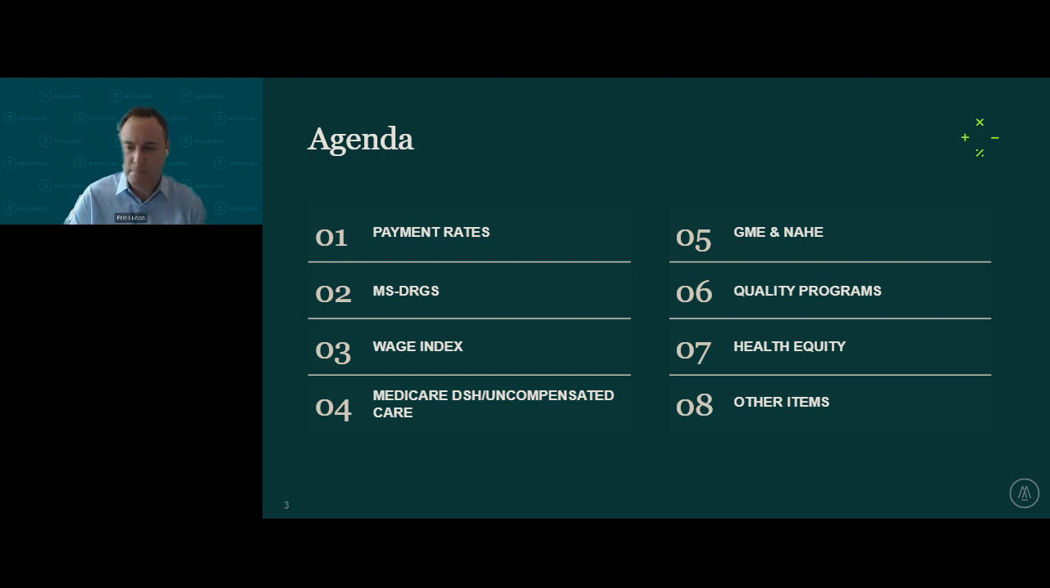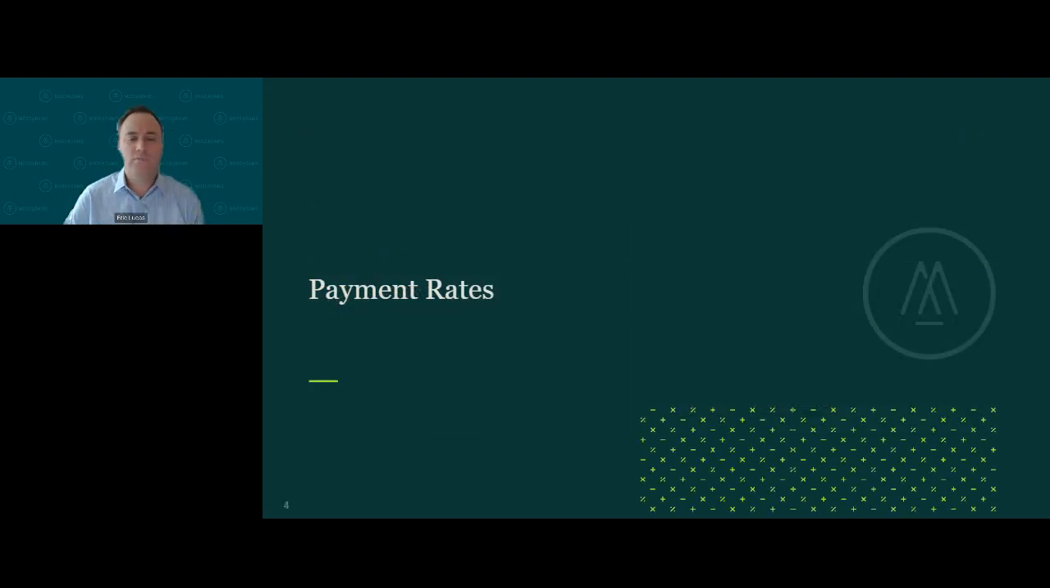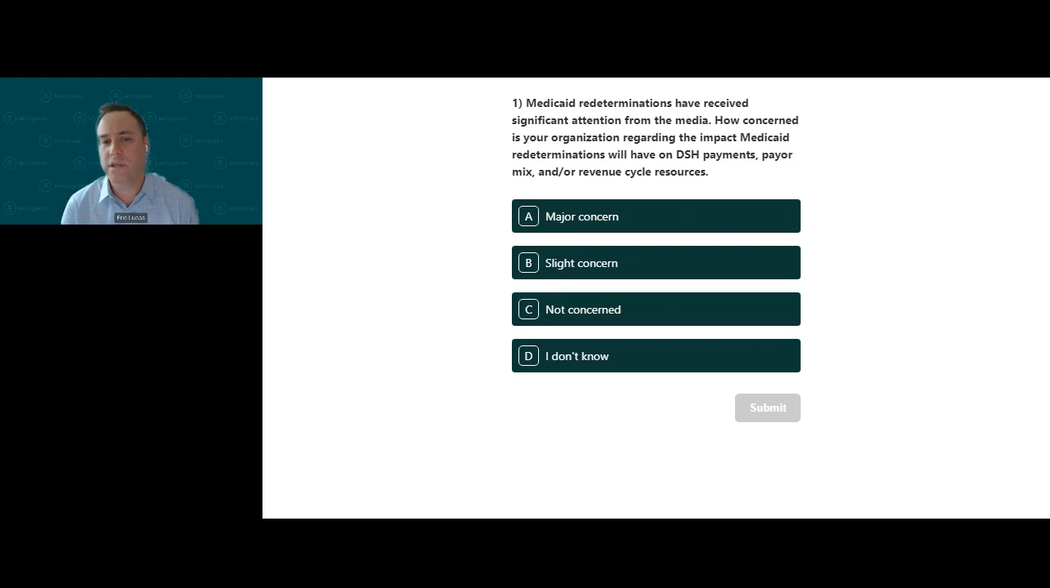Let's talk first about the payment rate changes. Oh, let's actually first take a poll. The first poll here, we have Medicaid redeterminations have received significant attention in the media over the last several weeks. How concerned is your organization regarding the impact Medicaid redeterminations will have on DSH payments, payer mix, and/or revenue cycle resources? A, major concern, B, slight concern, C, not concerned, or D, I don't know. We'll take a couple seconds to fill that out, and then we'll get going.